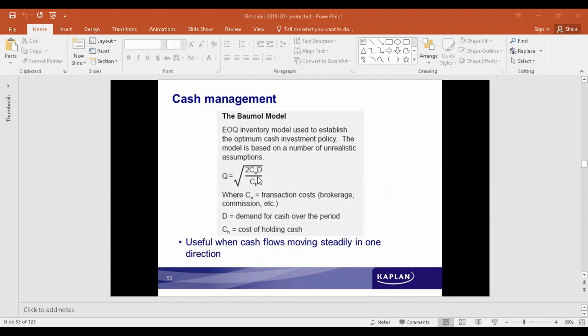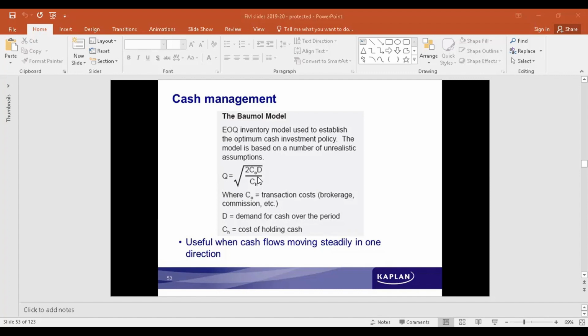Same thing to COD by CH. So using this formula, it can be arrived at what is the amount of cash balances that have to be maintained.